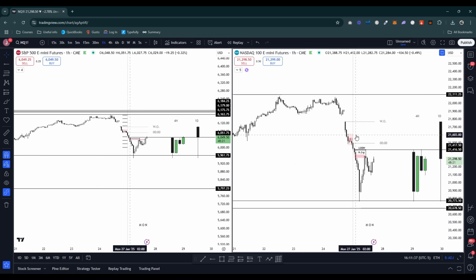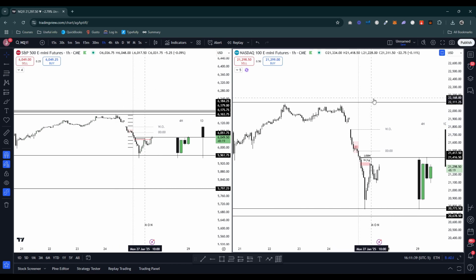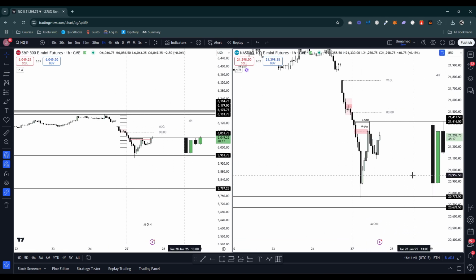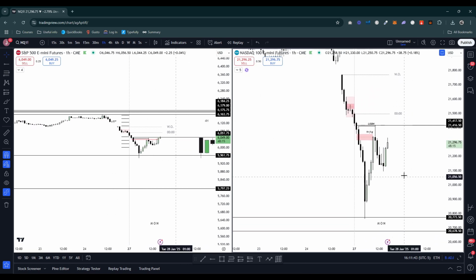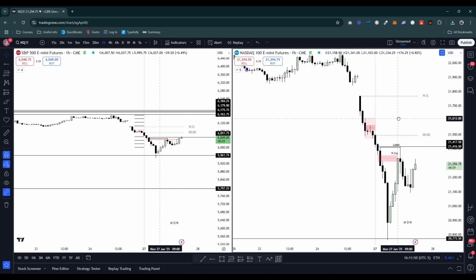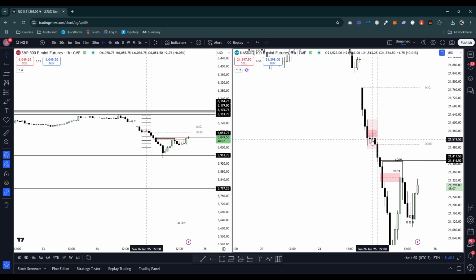I think we fill that gap and then possibly even sweep these highs and then start heading lower. But I don't know. We'll have to see. I'll do a recap or an outlook at the end of this recap here. But anyways, all right, let me break down the Asia session short that I ended up taking real quick, and then we can get to it.